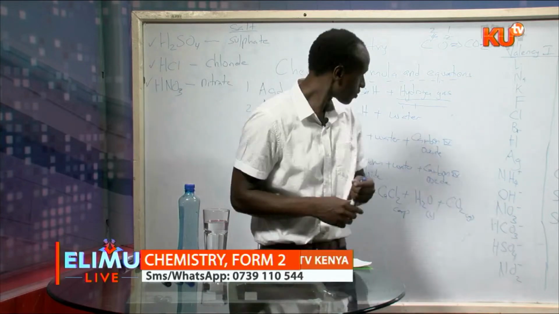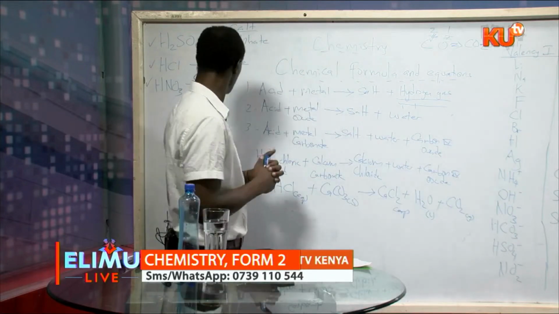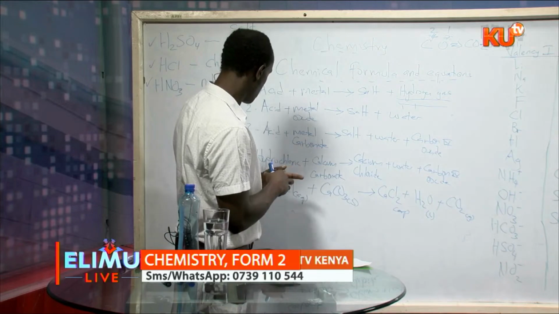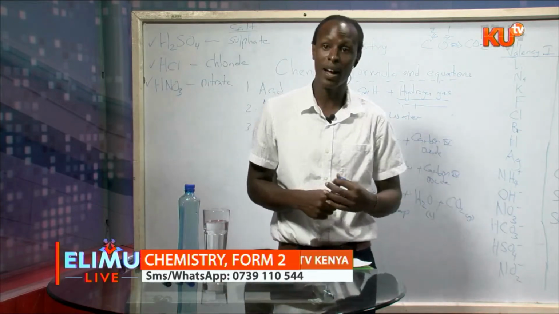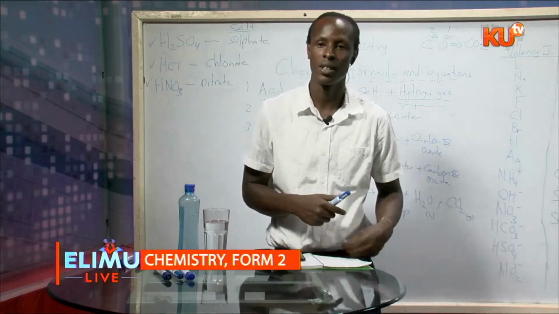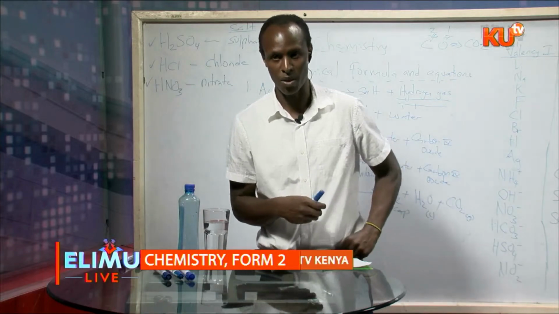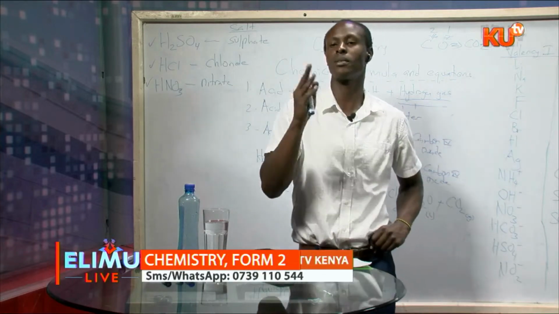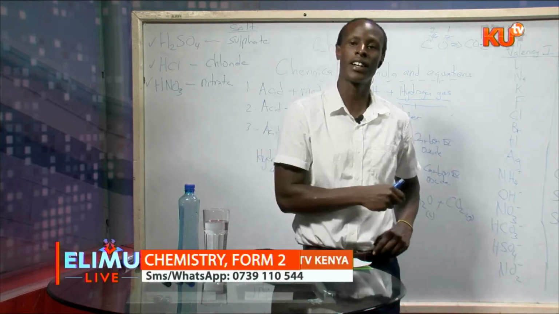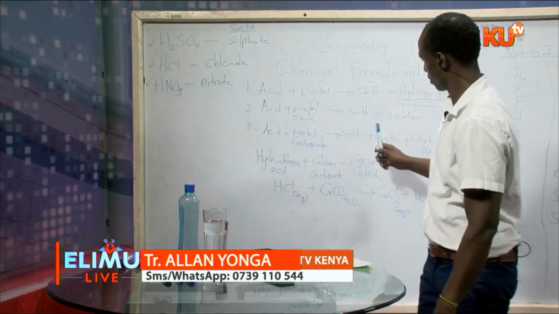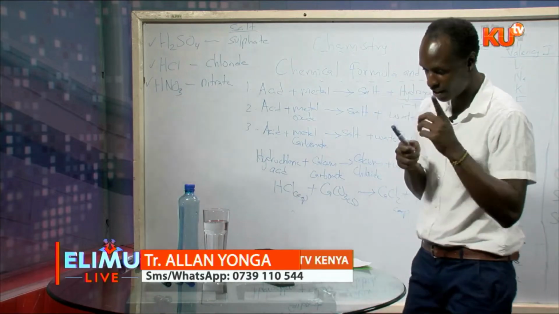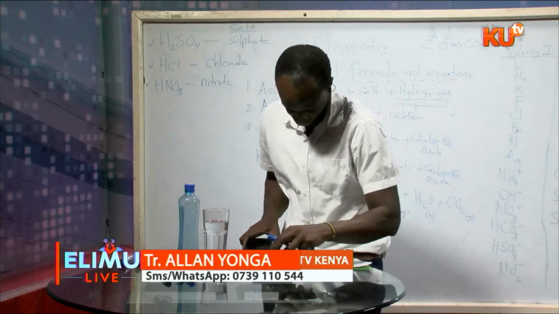The other one you are going to write is nitric acid plus sodium carbonate. We have written this for hydrochloric acid. So we have sulfuric acid plus magnesium carbonate and nitric acid plus sodium carbonate. Products: salt, water, and carbon dioxide.